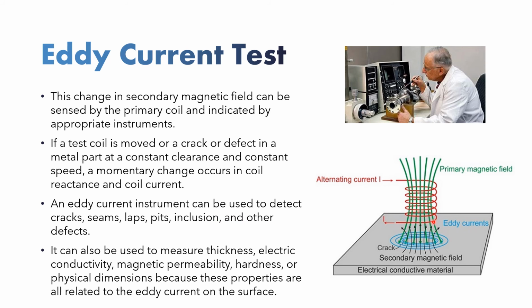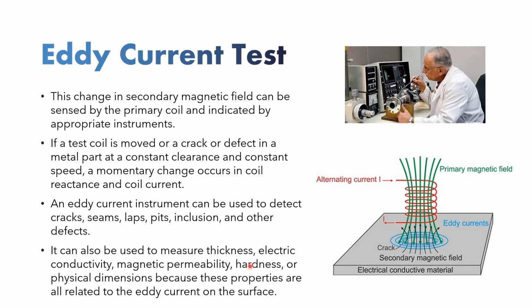So an eddy current instrument can be used to detect cracks, seams, laps, pits, inclusions, and other defects. Your current is on the surface, but you can't read it directly. Therefore, we have to use this coil in order to transfer the pattern of the flow. That's how we connect to the instrument. Otherwise, whatever is happening on the surface or inside cannot be translated to the machine. So in order for you to translate the same pattern to the machine, you definitely use the coil, okay, the conducting coil.